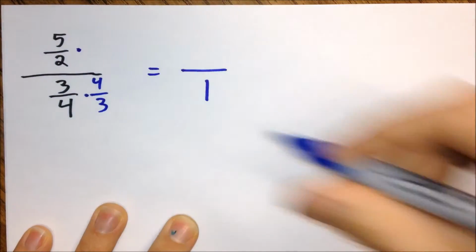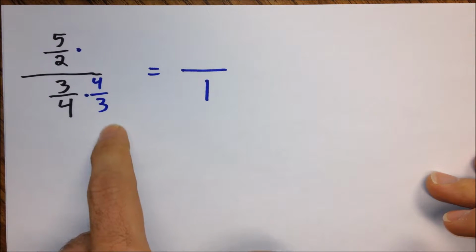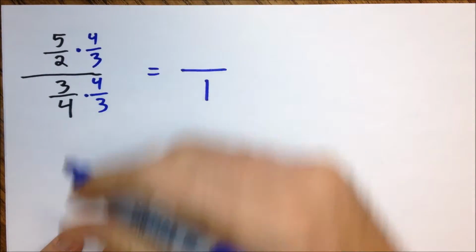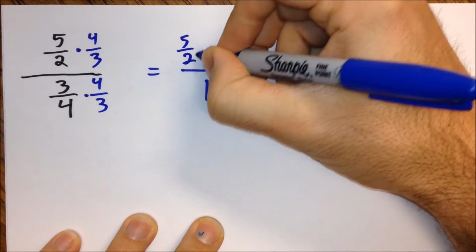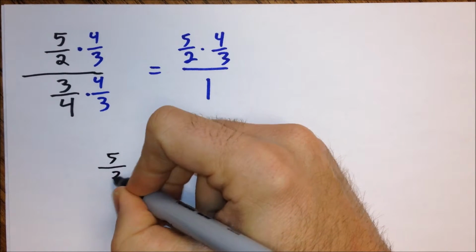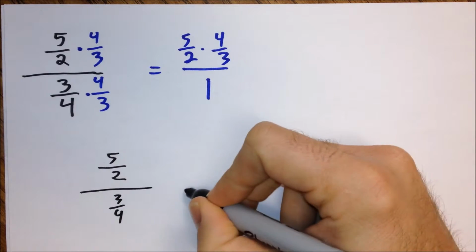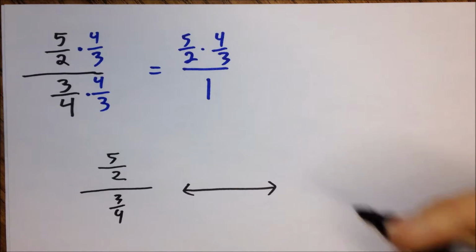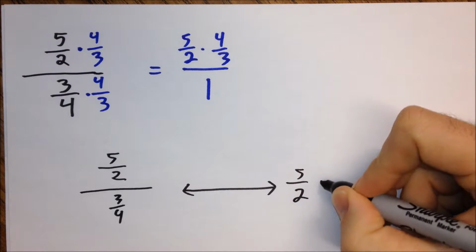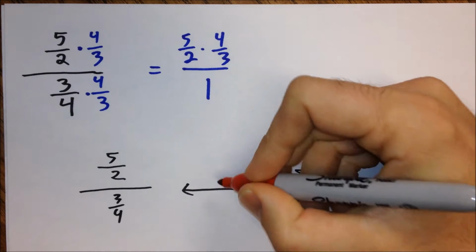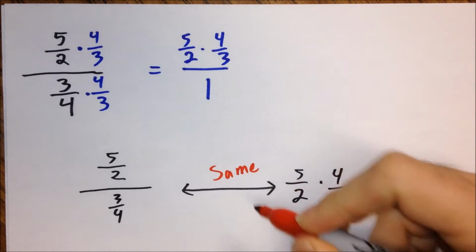But remember, from simplifying, we don't just multiply on the bottom, we multiply on both the top and the bottom, and it leaves the fraction unchanged. And so if we multiply the top by 4/3 also, then we end up with a new problem, 5/2 times 4/3. What's important is to realize that the problem we started with, 5/2 divided by 3/4, and this new problem that we've created, 5/2 times 4/3, are actually the same problem, since dividing by 1 leaves it the same. These are the exact same thing.